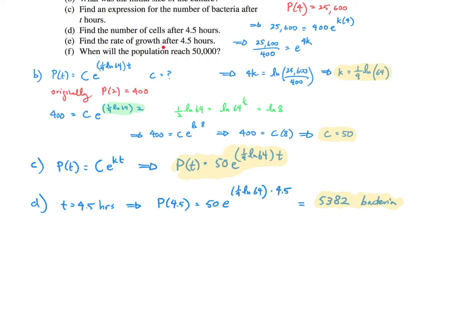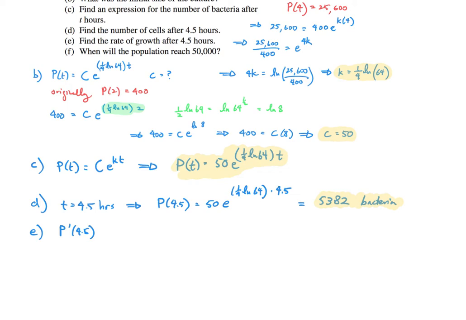Part E says find the rate of growth after 4.5 hours. So what we need to do for part E is take the derivative of P. So this question is really asking us what's P prime of 4.5? And to answer that, we really need to use the chain rule to take the derivative of this function. The outside function is 50 times e to the something, and the inside function is 1/4 natural log of 64 times t.